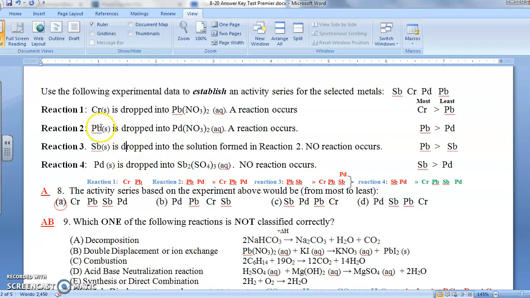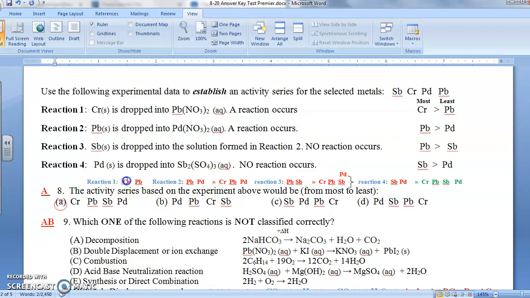In reaction number 2, they dropped a piece of lead into a solution containing palladium 2 nitrate. A reaction occurred. What do we know? That lead is more active than palladium. Lead forced palladium to take its electrons. The Pd precipitated from solution. We know that lead is more active than palladium. So in reaction 2, we learn that lead is more active than palladium.